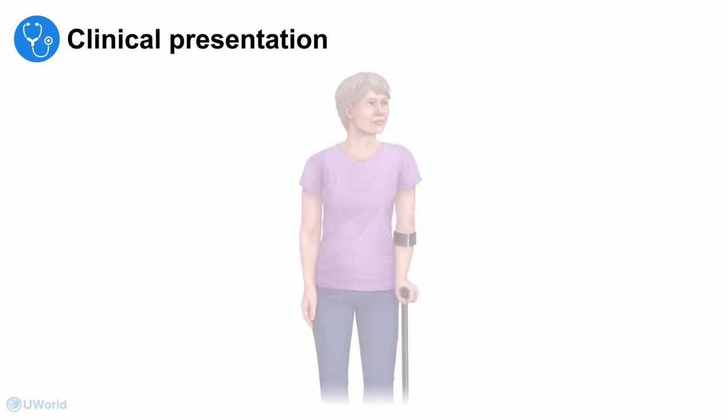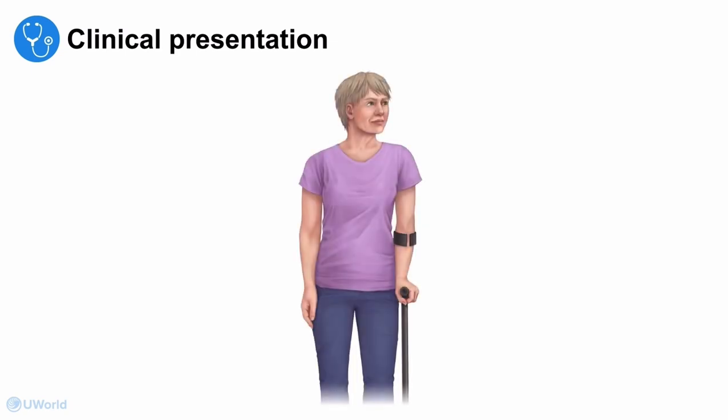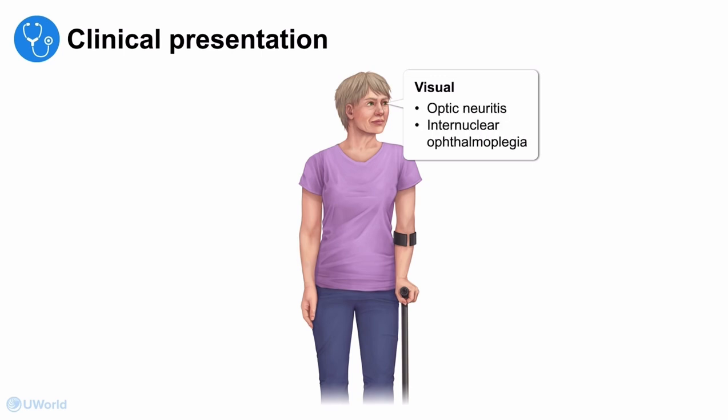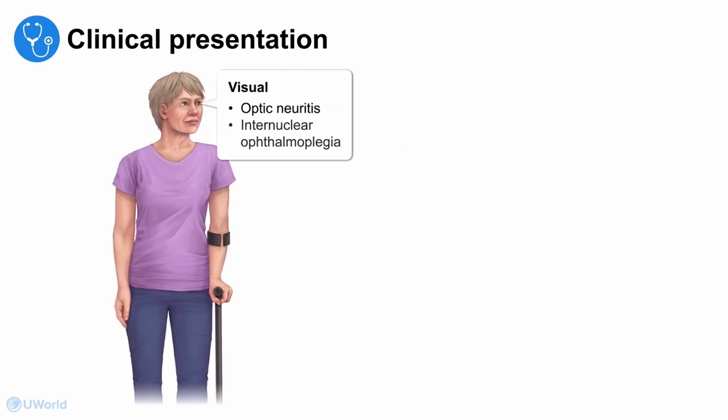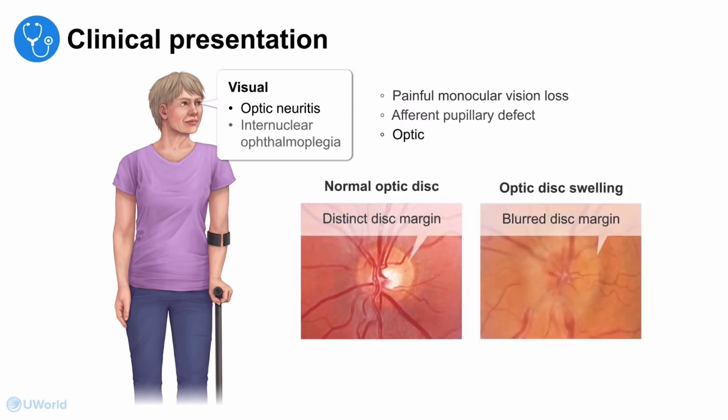Although the demyelinating lesions of multiple sclerosis can affect many different areas of the CNS and cause a wide variety of symptoms, there are particular neurologic findings that are highly characteristic of the disease. Common ocular manifestations include unilateral optic neuritis and internuclear ophthalmoplegia. Optic neuritis presents with painful monocular vision loss, an afferent pupillary defect, and optic disc swelling.